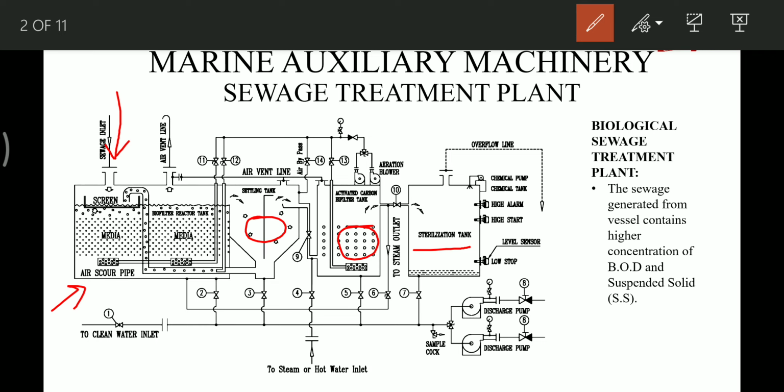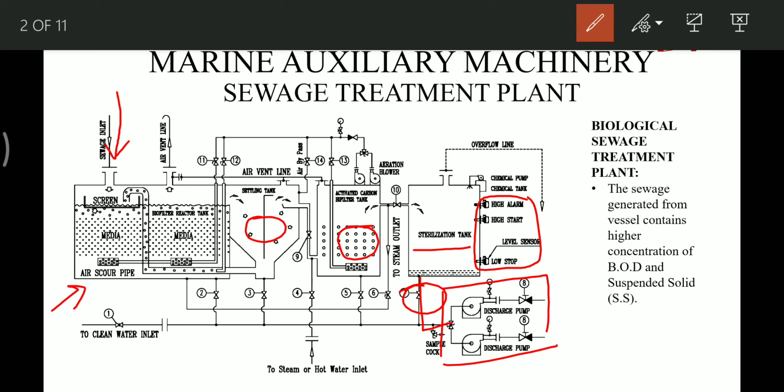From the sterilization tank, the sewage is discharged overboard, meeting the requirements of MARPOL regulation, by these two pumps and this line. These pumps are functioning or operating automatically with the help of the sensors which are installed on the sterilization tank.